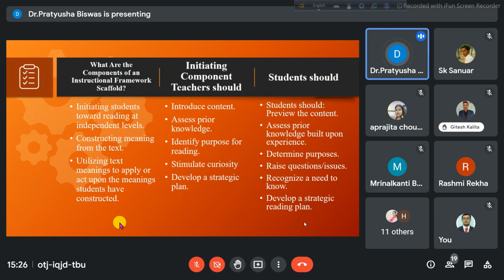So these three are the important instructional framework components of scaffold. Can we move on? May I ask Ankita to read? Ankita, can you see the screen here?